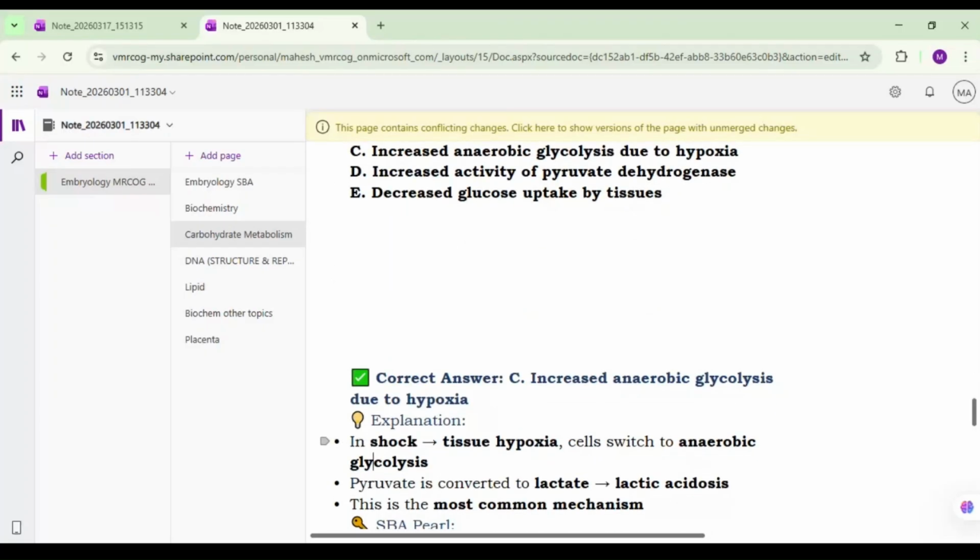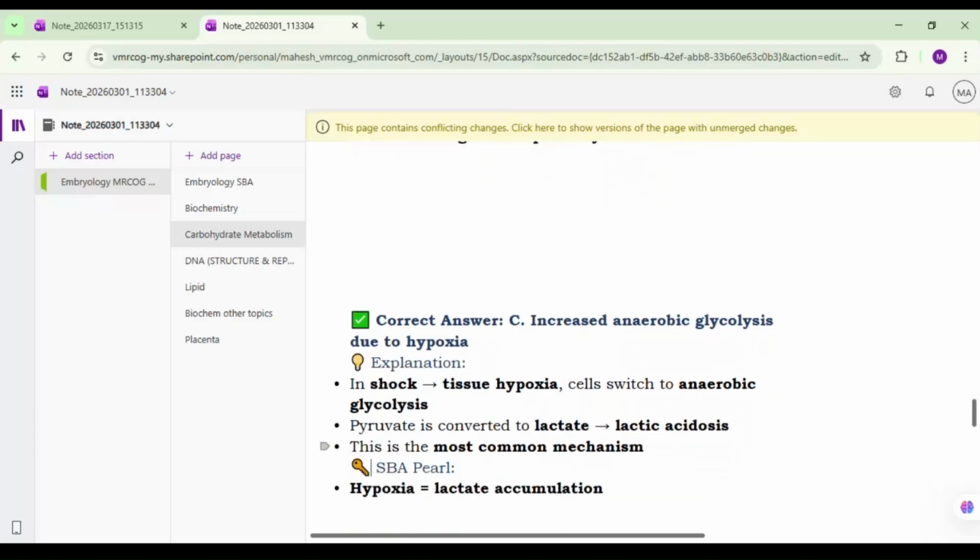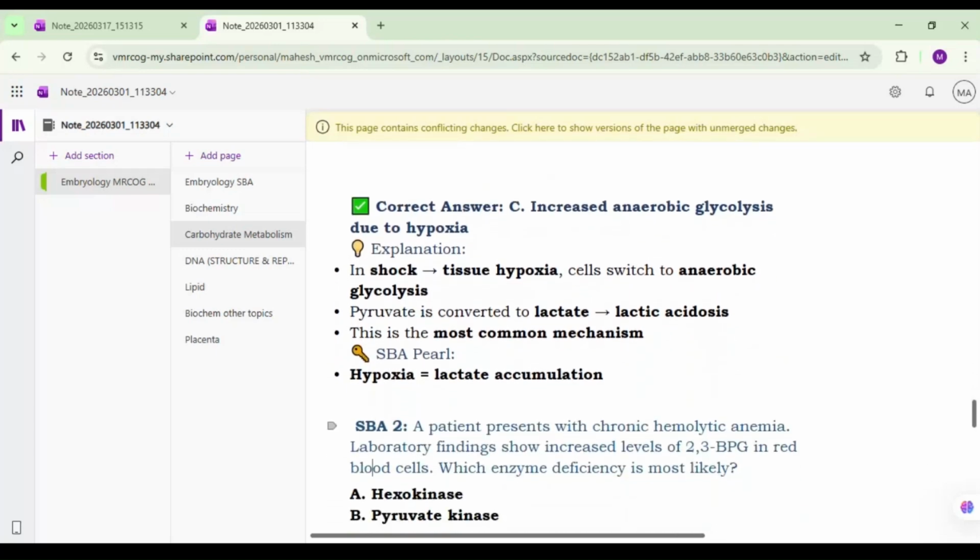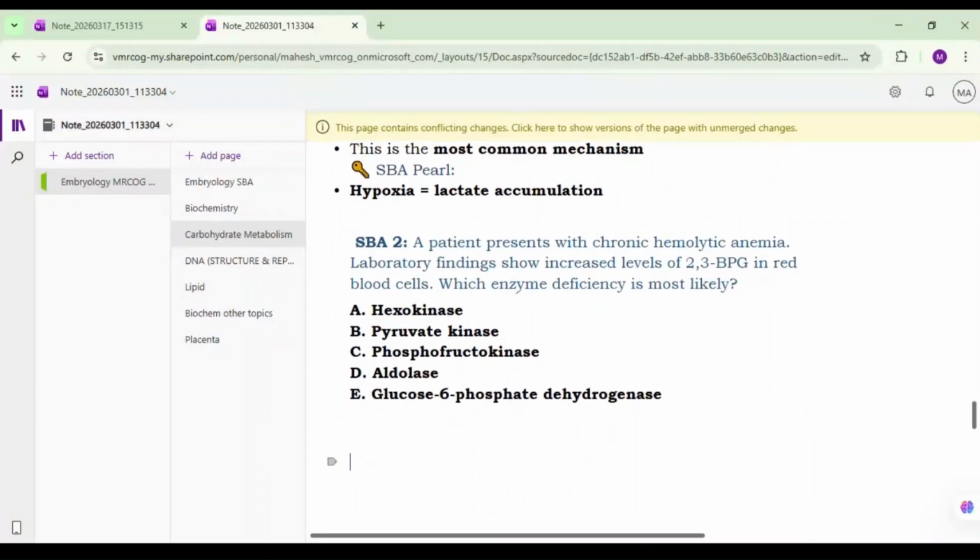In shock, there is tissue hypoxia, cells switch to anaerobic glycolysis, and pyruvate is converted to lactate, leading to lactic acidosis. This is the most common mechanism. So hypoxia will lead to lactate accumulation.